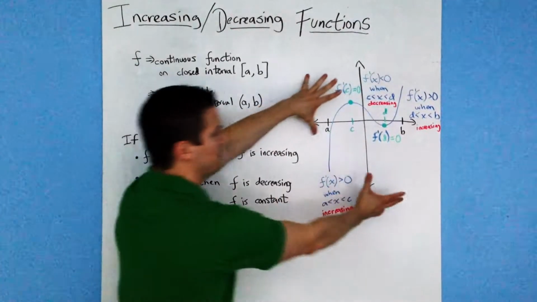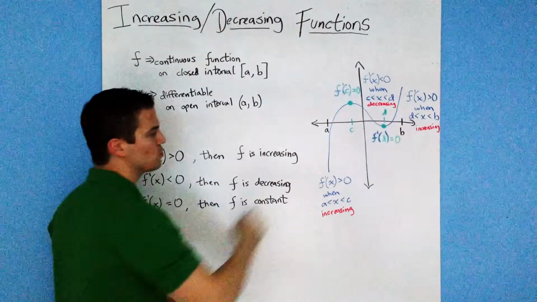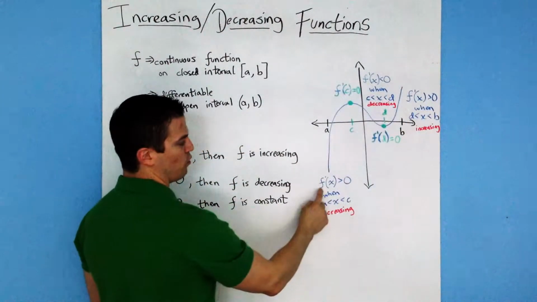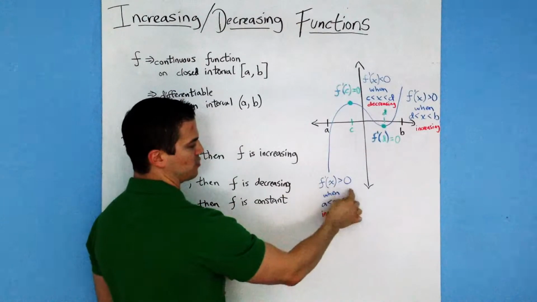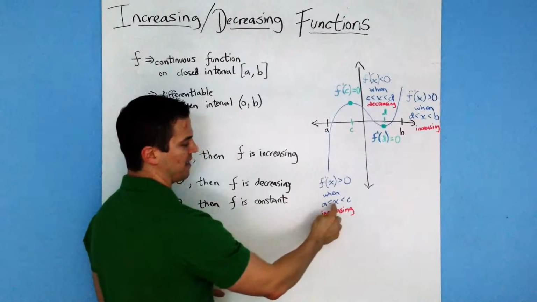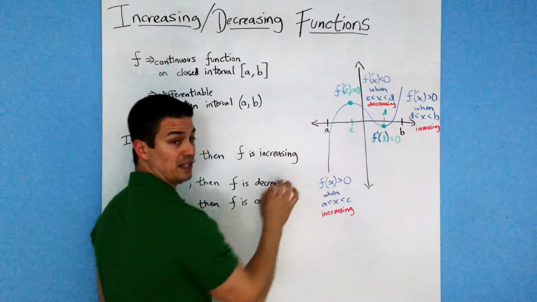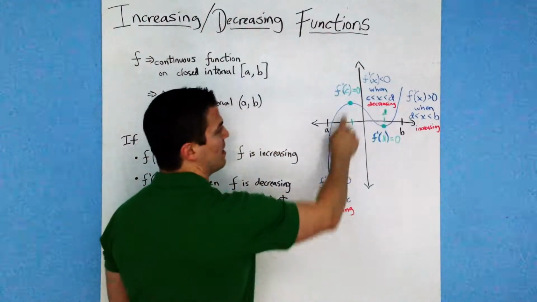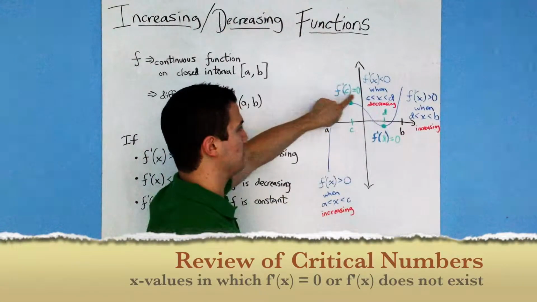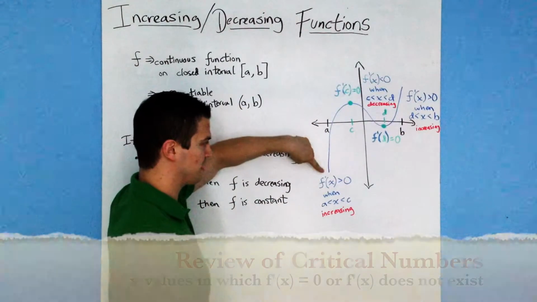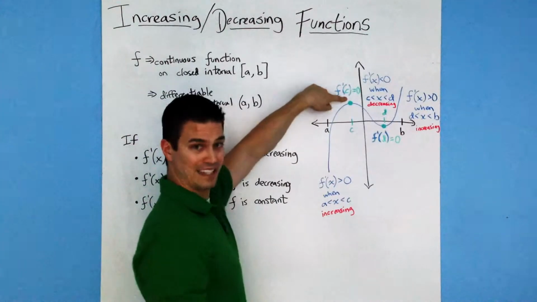So I have an example here that illustrates these three concepts. So this function in blue here, from a to c, the f prime of x is greater than 0. So from a to c, it's increasing because the derivative is greater than 0. Now, at c itself, that would be a critical number. The f prime of c is equal to 0. So it's increasing, increasing, increasing, and then it finally hits 0.